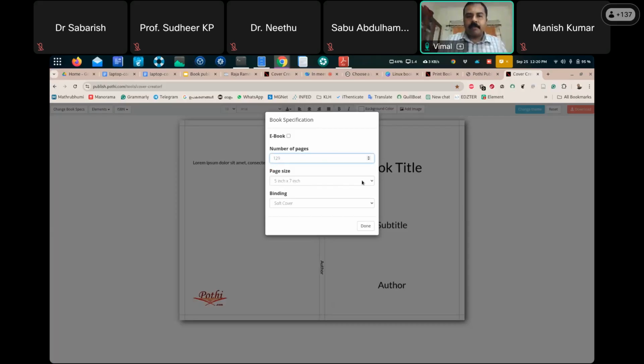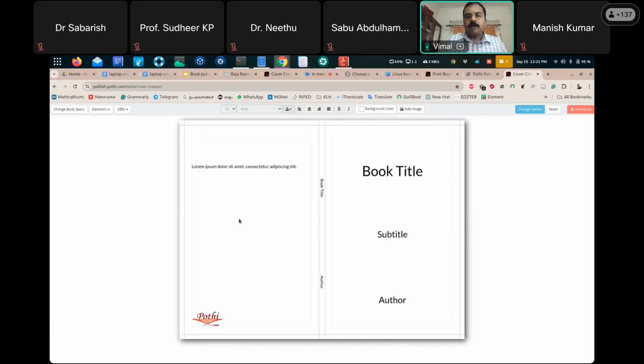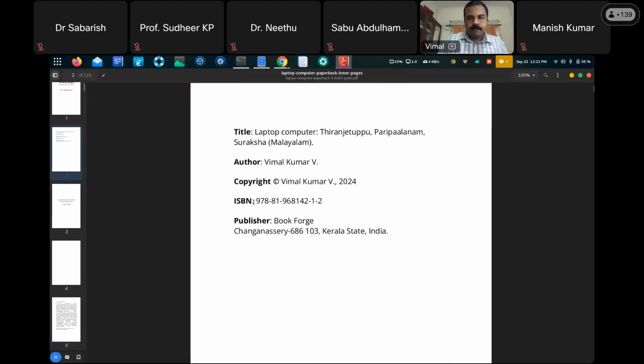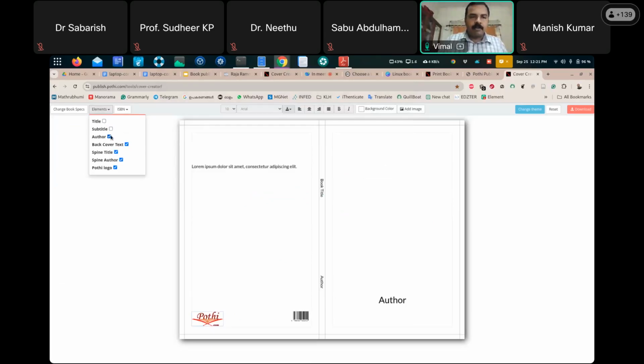Then the page size, book size, 5.5 by 8.5. Then what kind of binding you want, soft cover or hard cover? Soft cover means paperback cover. Done. Then mention the ISBN number, and it automatically creates the ISBN barcode. We can remove the logo. Title is not wanted, we have created a cover page. The logo is not needed. Just insert the cover we have created.